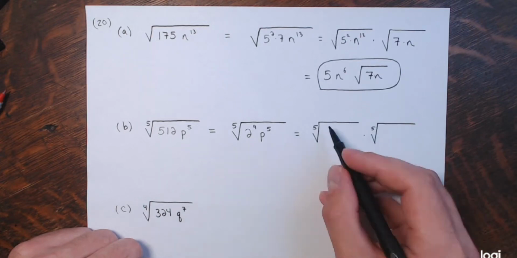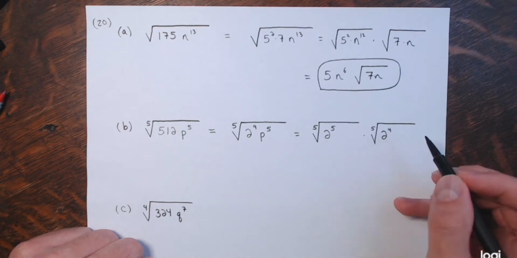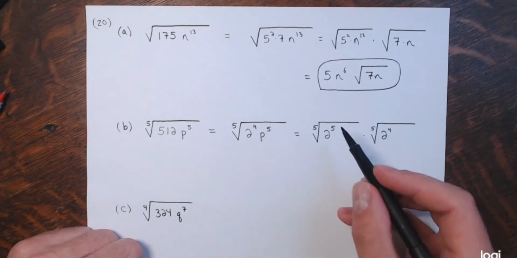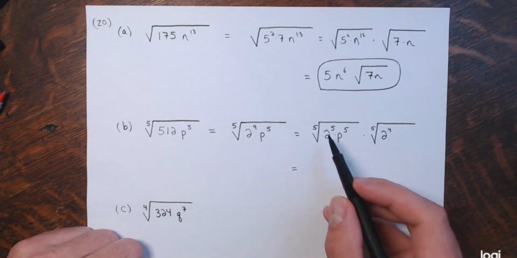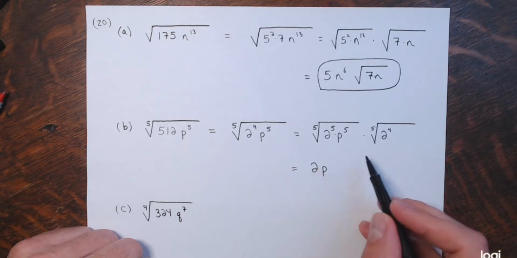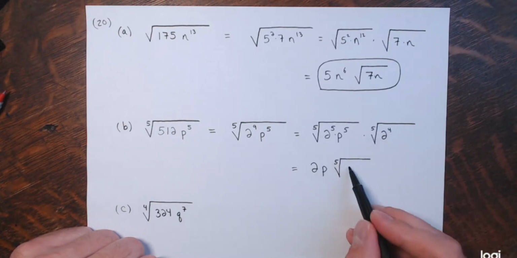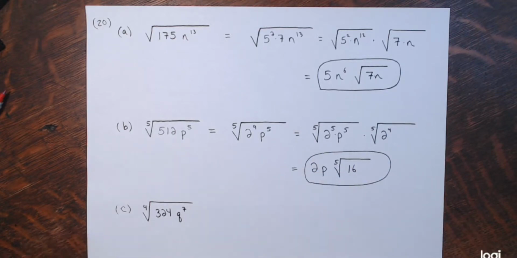2 to the ninth can be broken up as 2 to the fifth, right, a fifth power, times 2 to the fourth, which is not a fifth power, a power less than 5. And then p to the fifth is clearly a fifth power, so we have times p to the fifth under here. So fifth root of 2 to the fifth would be 2, fifth root of p to the fifth would be p, and then we have times the fifth root of, now 2 to the fourth is 16. Right, so you should be able to write your numbers. If it's just numbers, you should be able to simplify that. So yeah, 2 times p times the fifth root of 16.